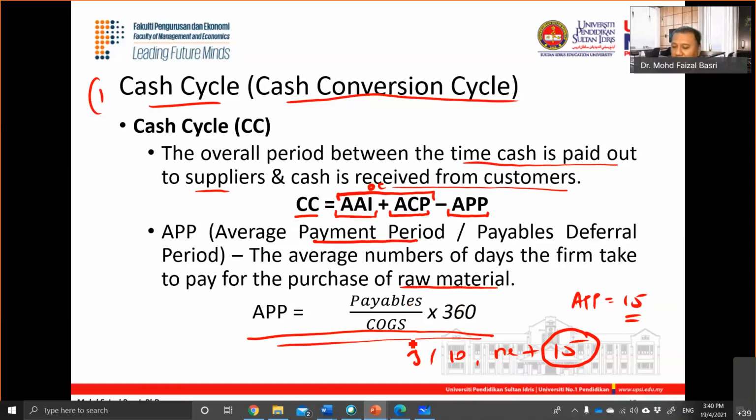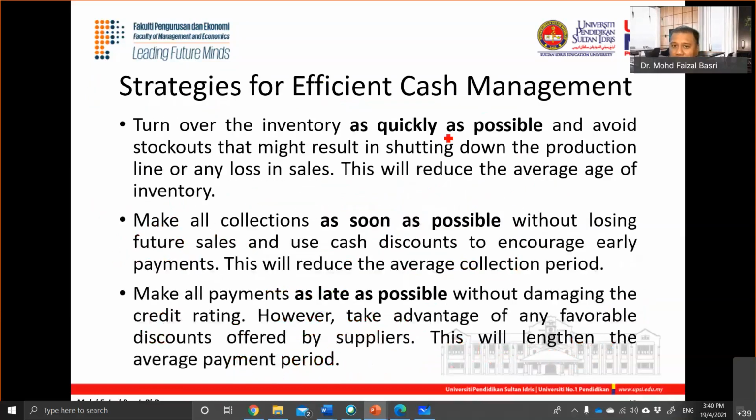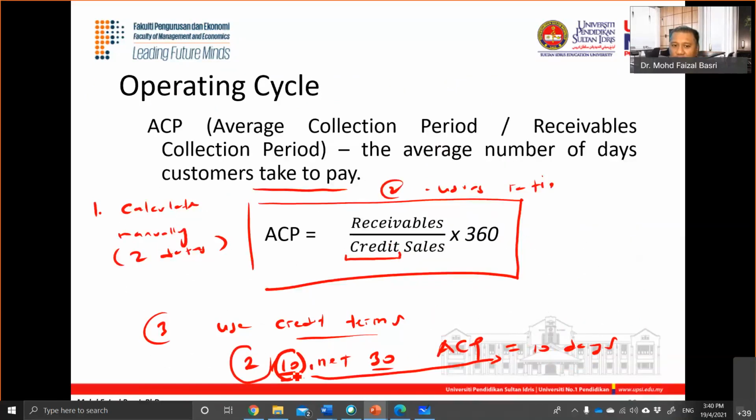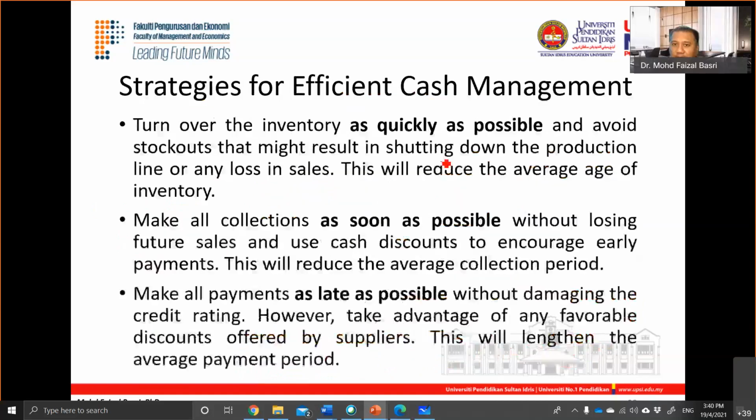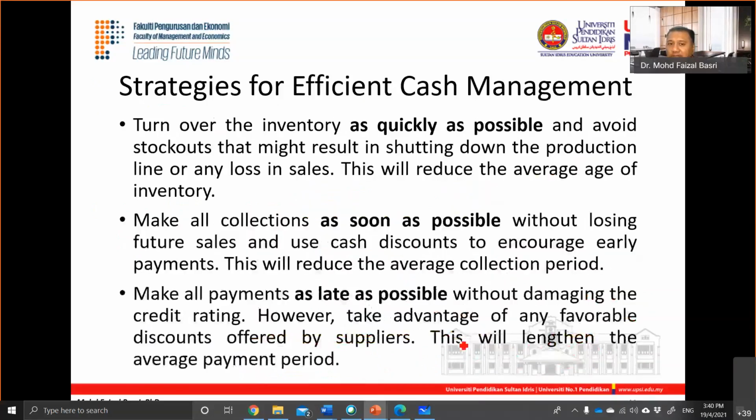So if we apply these three approaches, we're going to get the best cash cycle. That's why, based on the credit terms just now, our assumption is based on this strategy. Collection as soon as possible, so we take the shorter number of days. And for the payables, or payments, we use the latest possible, so we use the longer number of days for payables, based on these strategies.